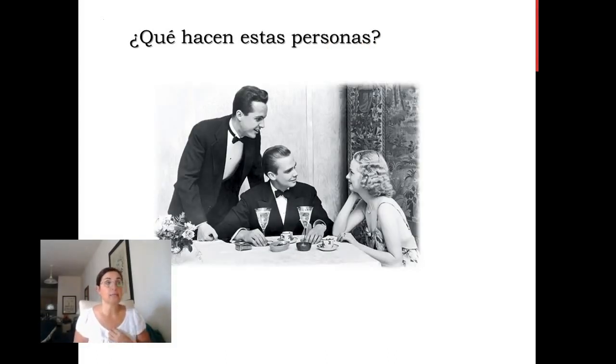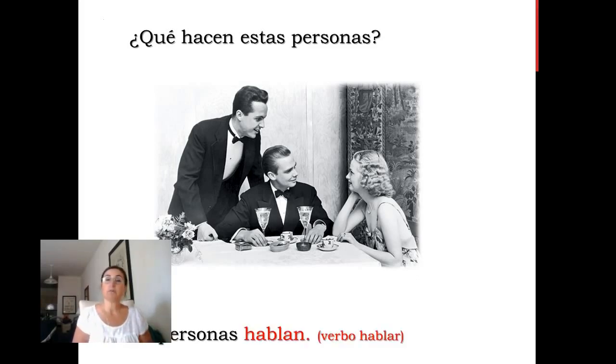¿Qué hacen estas personas? So we have a group of people talking. And in this case, the verb is hablar. Remember, the H is completely silent. And when I put together the subject, las personas, and the verb, I have a sentence there. And the sentence is, las personas hablan.